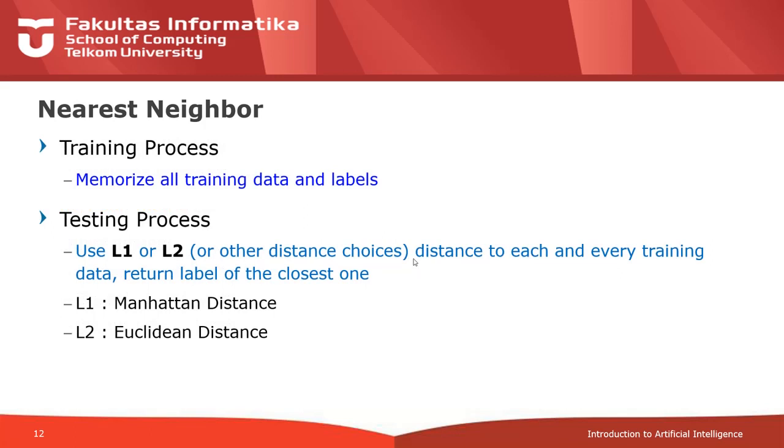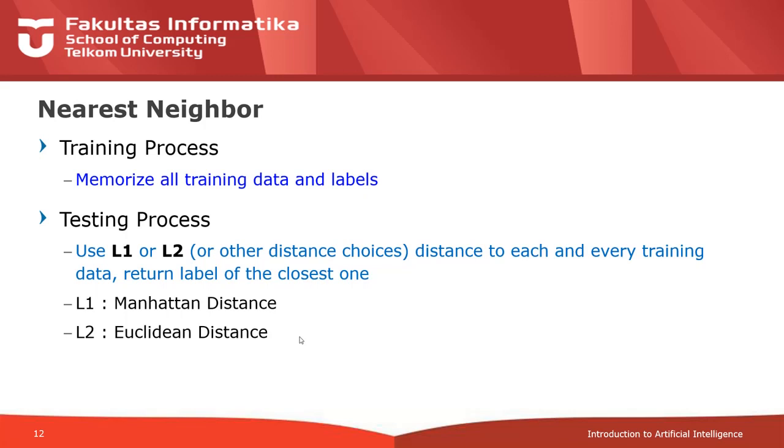So we have two processes here. First, we will train on all of the training data and the labels. The labels will be, in this case, for character recognition, E, F, G, or O. And after we have memorized all of the training data and labels, we go to the testing process. In the testing process, we have a new image, and we want the algorithm to predict what character this image is.